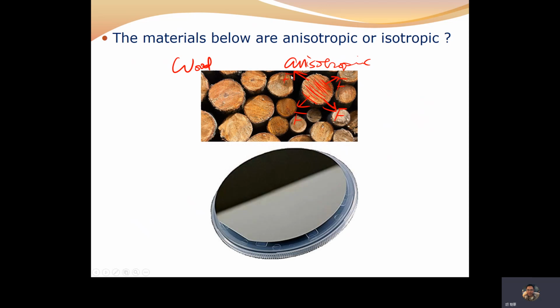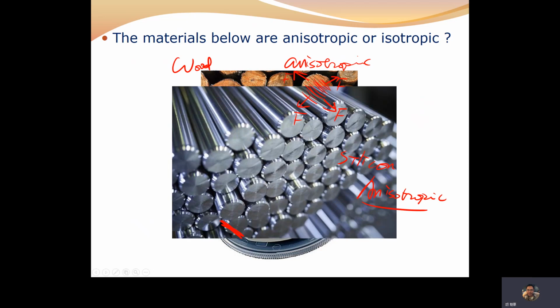And for silicon, is it isotropic or anisotropic? Of course, it's also anisotropic. Why? You may say it's polysilicon, but we already see the edge here, so it is impossible to be polysilicon. It must be single crystal silicon. And for a metal, of course, some metals are isotropic or anisotropic. It depends.